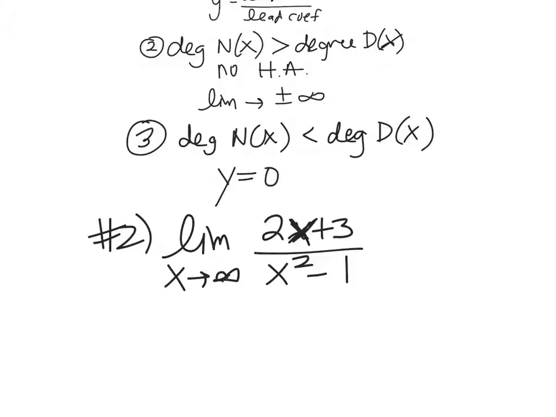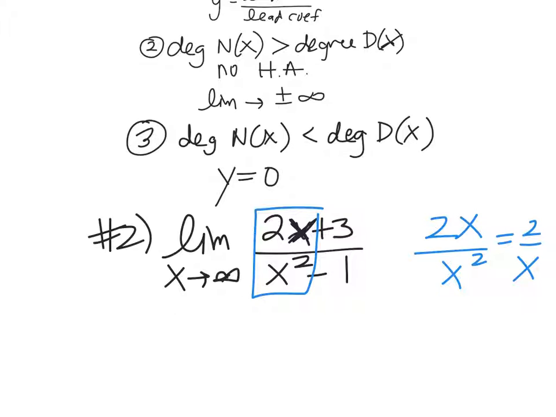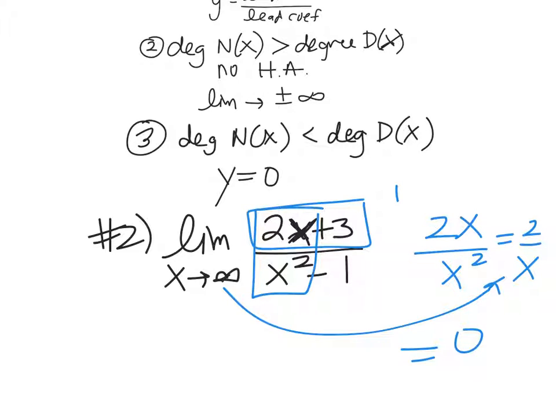2x plus 3 over x squared minus 1. What you really want to focus on as you're going out towards infinity is this 2x over x squared, which really just reduces to 2 over x. As I plug in infinity, I'm getting 2 over a huge number. What is that going to? It's approaching 0. Or you can remember your 3 rules. The degree of the numerator was 1, the degree of the denominator is 2. The denominator kind of wins, and y equals 0 is a horizontal asymptote there.